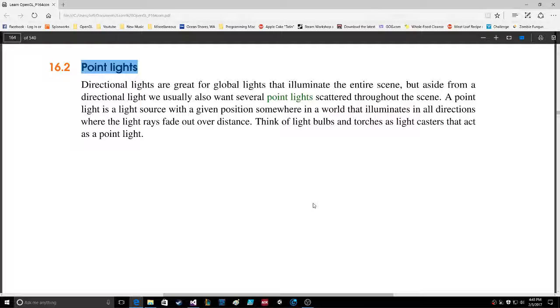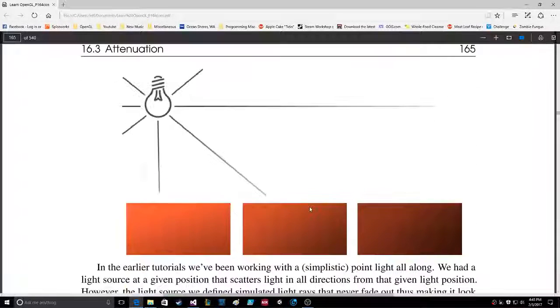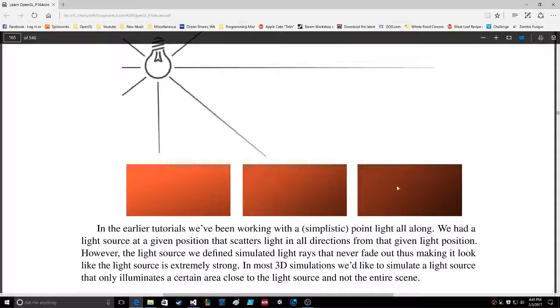Okay, directional lights are great for global lights that illuminate the entire scene. But aside from a directional light, we usually also want several point lights scattered throughout the scene. A point light is a light source with a given position somewhere in a world that illuminates in all directions, where the light rays fade out over distance. Think of light bulbs and torches as light casters that act as a point light. Illuminates in all directions, fades out.